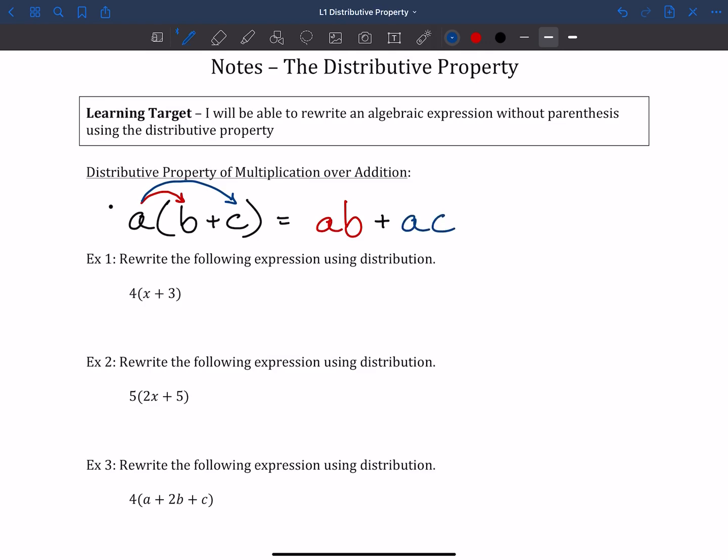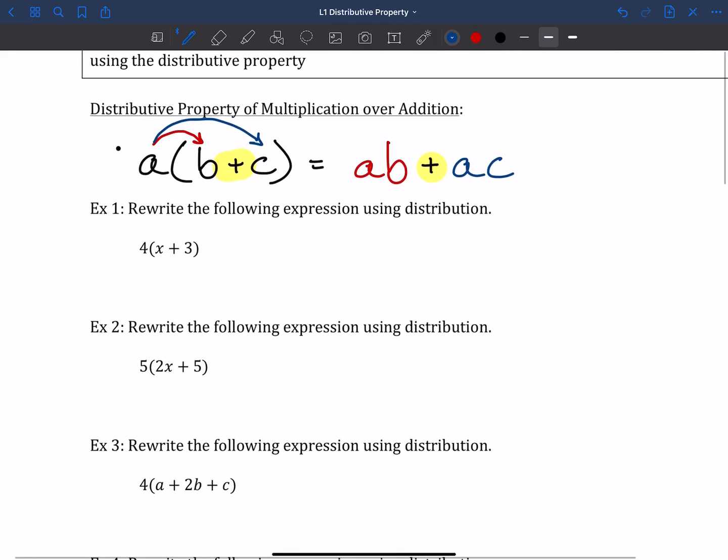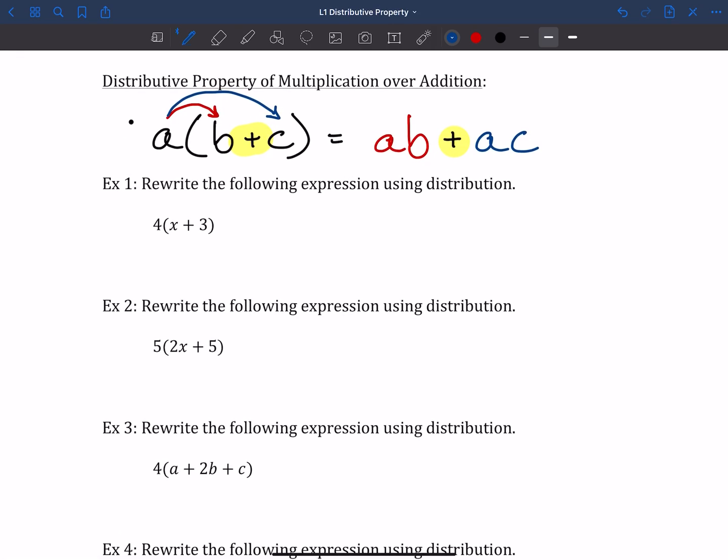The reason we call it multiplication over addition is that this little symbol in the middle, that little plus sign, stayed the same throughout. We had a plus sign there, and that meant that we had a plus sign a little bit later on. We are going to get into what happens if there's a negative in there, but let's just practice with this for now.